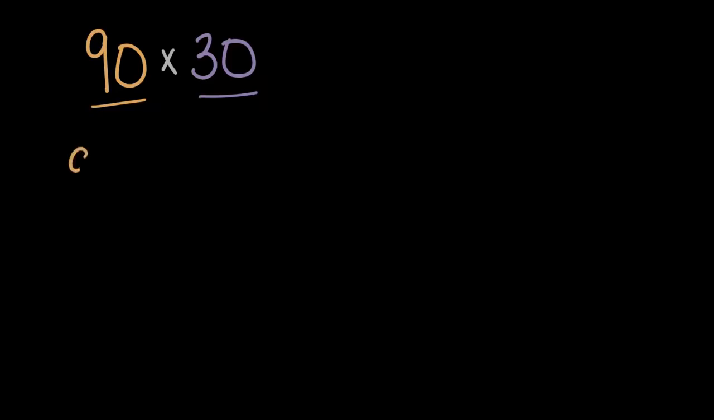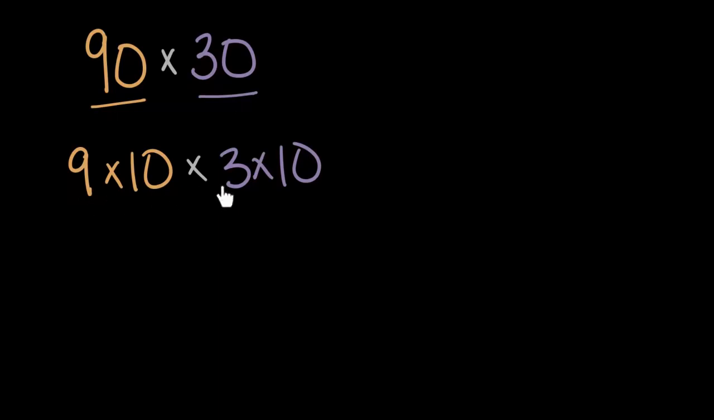Let's do something like, let's say maybe 90 times, how about 30? 90 times 30. So the first thing I'm going to do is break up these numbers so that I have tens, because again, for me, tens are easier to multiply than numbers like 90 and 30. So for 90, I'll write 9 times 10, and for 30, I'll write 3 times 10. The expressions are equivalent. We've just written it in another way.